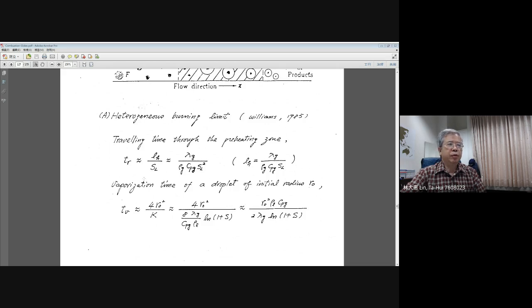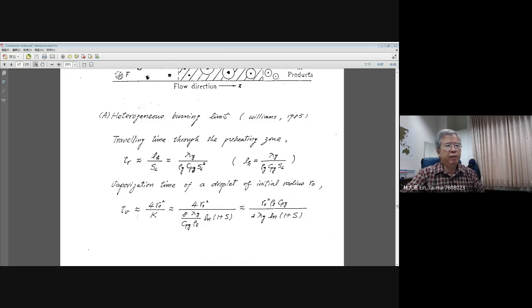Then you can have this relation. Okay, the second time, that means that we consider the evaporation time for a droplet. Actually, you can go to the D square law. The D square law will give you the droplet lifetime, right? Vaporization time is the lifetime of the droplet.